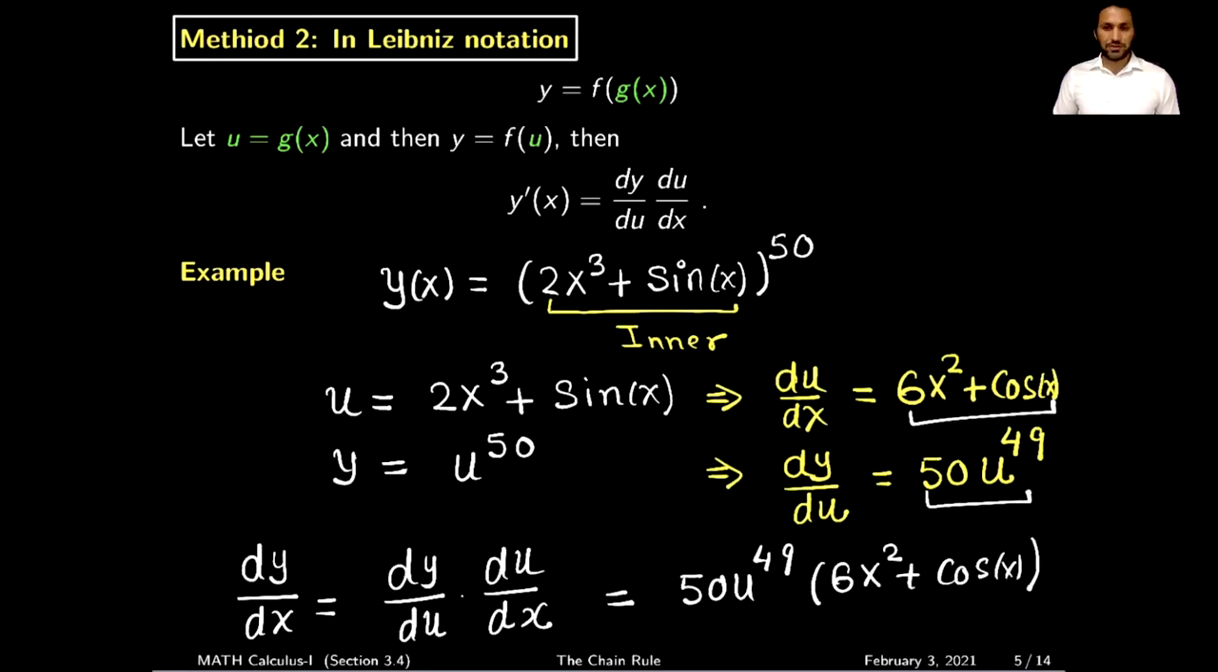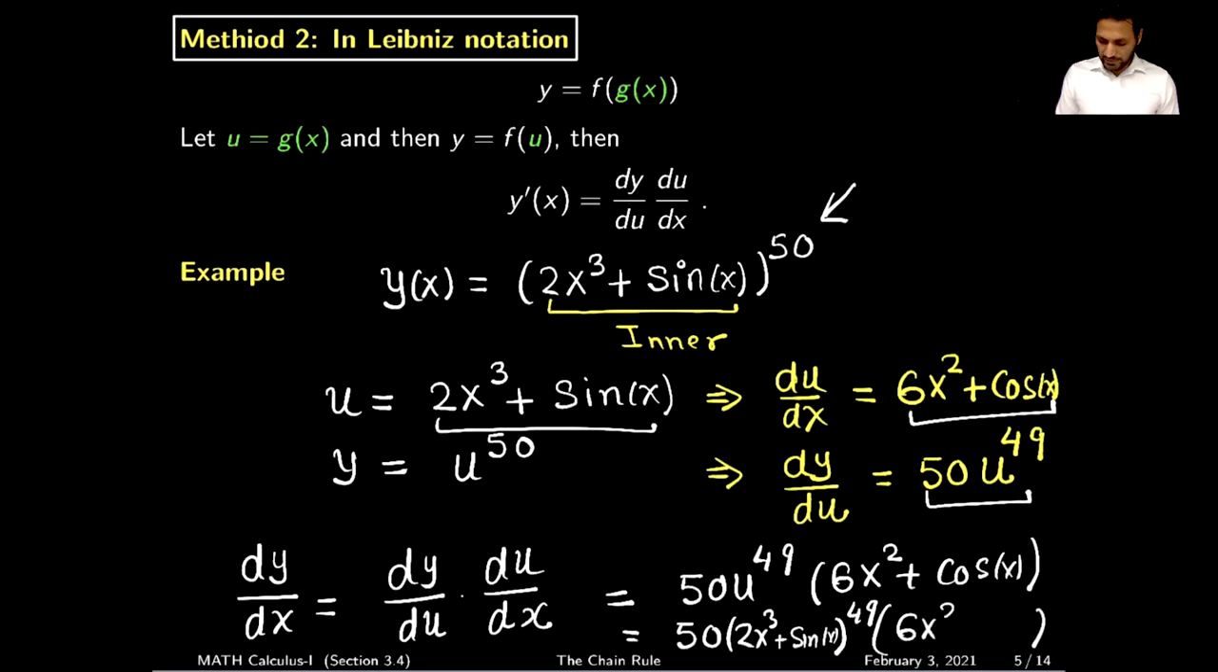But I have one more thing to do, because this derivative now depends on two variables. But I want to calculate the derivative which only depends on x, because it is given that my function was only in the x variable and u was the variable which I selected. So I will plug back the value of u in my derivative. So if I do that, it will be 50, and u is this function 2x to the power 3 plus sine x, and it is power 49, and then I will just multiply 6x squared plus cosine of x.